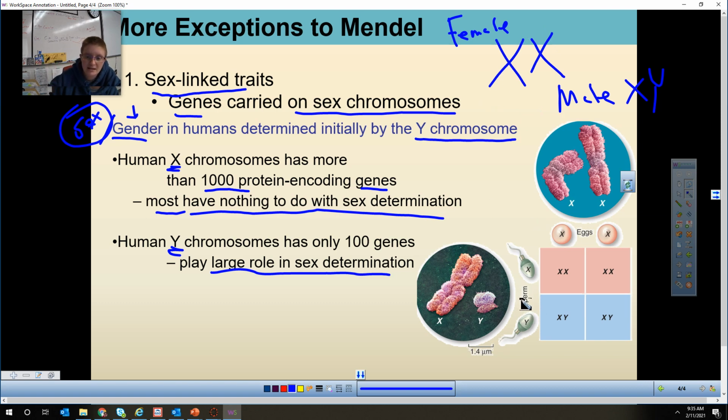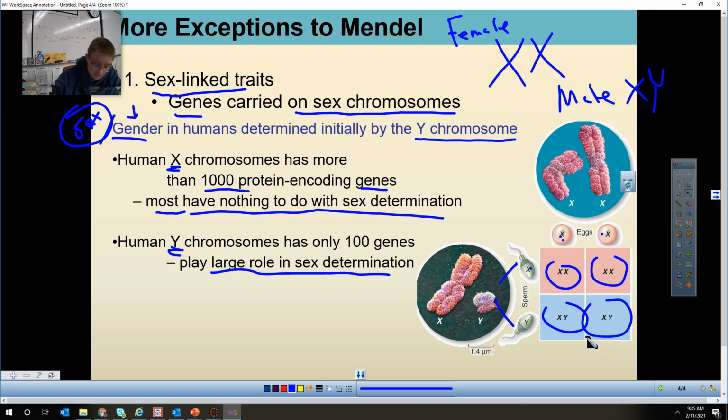All right. So, and then this is how it's determined. You get an X from mom's eggs, because that's all mom can give you. Dad could give you an X or a Y during meiosis. This is diploid, right? And they split up. So some of dad's sperm will have X's, some of dad's sperm will have Y's. And then if this sperm happens to fertilize this egg, it's XX. If this sperm fertilizes this egg, it's XX. If this sperm fertilizes this egg, it's XY. And if this sperm fertilizes that egg, it's XY.